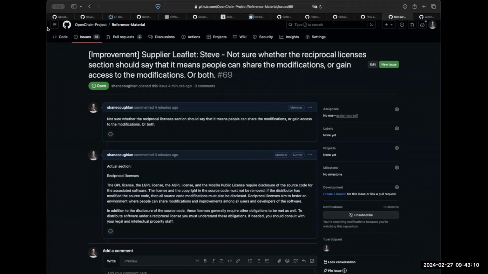So I guess what I'm saying is I think maybe the current format is clear enough, but I'm not sure. What do you think? I agree with you.